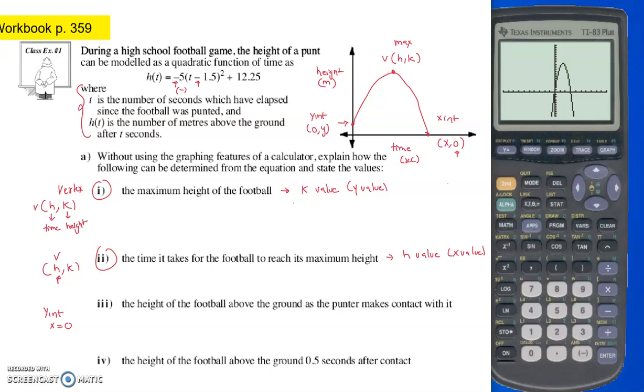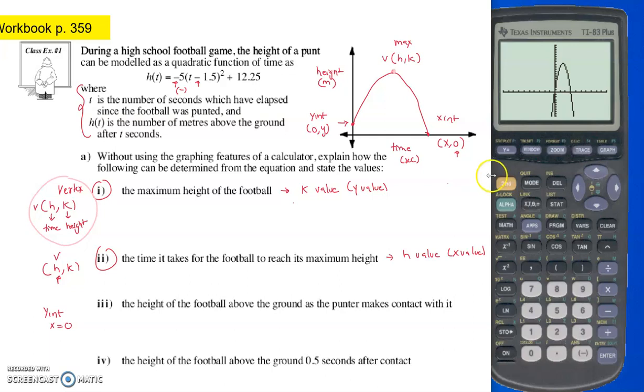Alright, so now we're going to take a look at finding the vertex over here. So remember part 1 and part 2, these ones are both looking for the maximum. So one is asking for the maximum height, while the second one is asking how long did it take for us to get there.